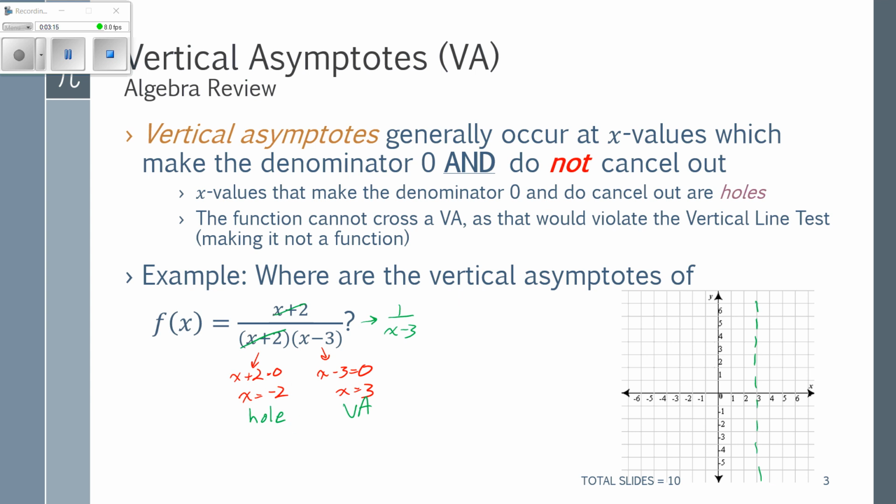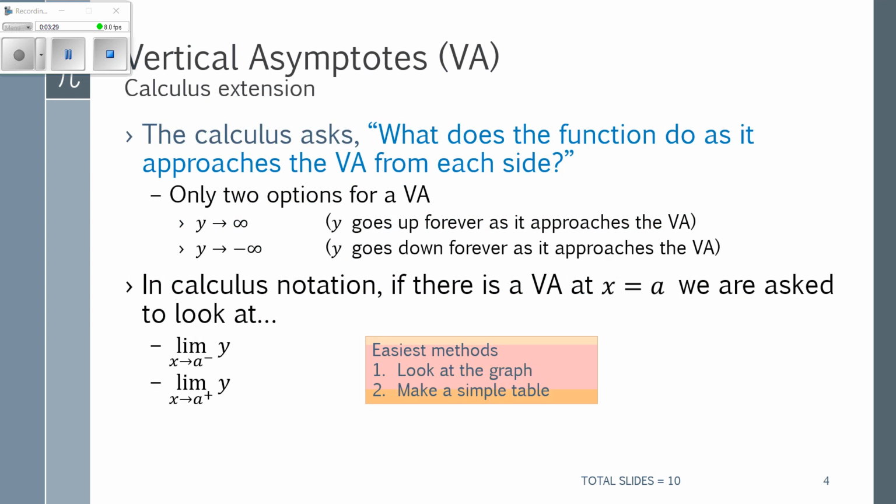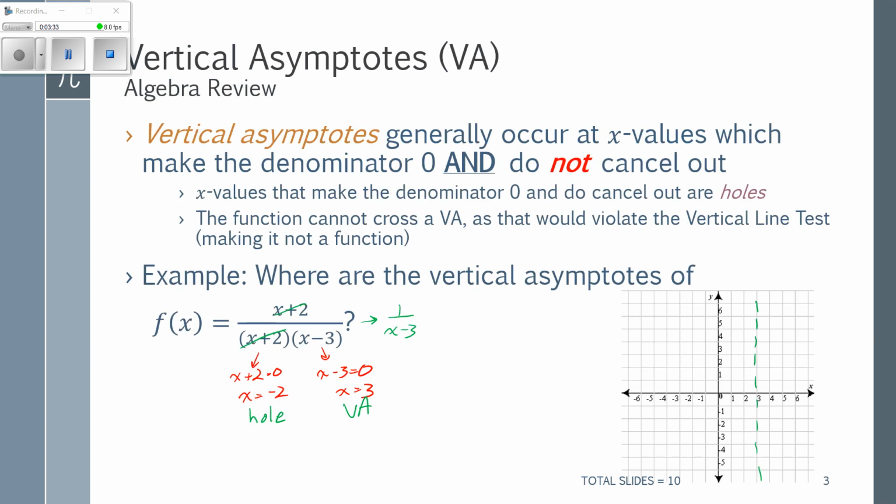I'm not going to put the whole graph yet because we need to talk about how do I know what the sketch of this will look like, but when I do graph it, it's going to look like 1 over x minus 3, but there'll be a hole at x equals negative 2. So then, oh, I'm sorry, let me go back. One thing to note here, functions are not allowed to cross a vertical asymptote.